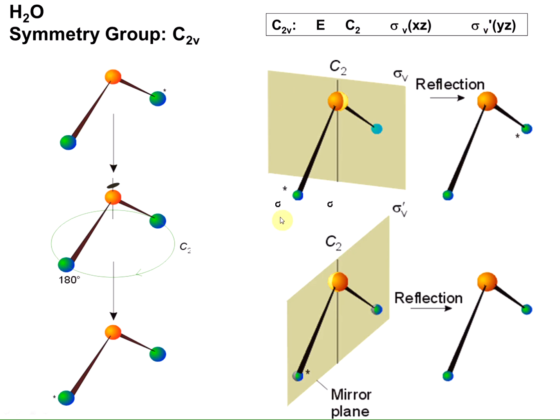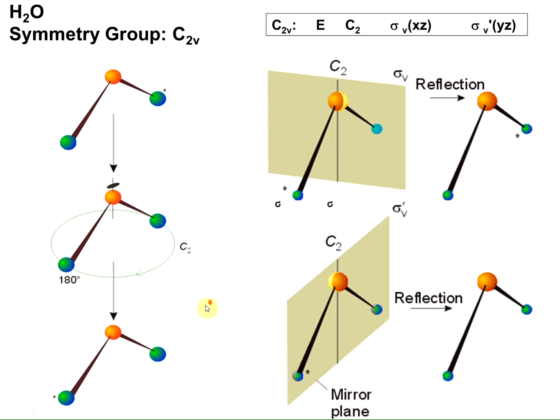So here is the C2 axis, and this is the vertical mirror plane, so what's in the front gets reflected to the back. And in this sigma v prime, this contains the rotation axis as well, but it also contains the hydrogen atoms. So this half of the sphere goes to the back half of the sphere, so it stays the same. So this would be our other mirror plane. So the C2v has the identity, a C2 rotation axis, a mirror plane, and another mirror plane.